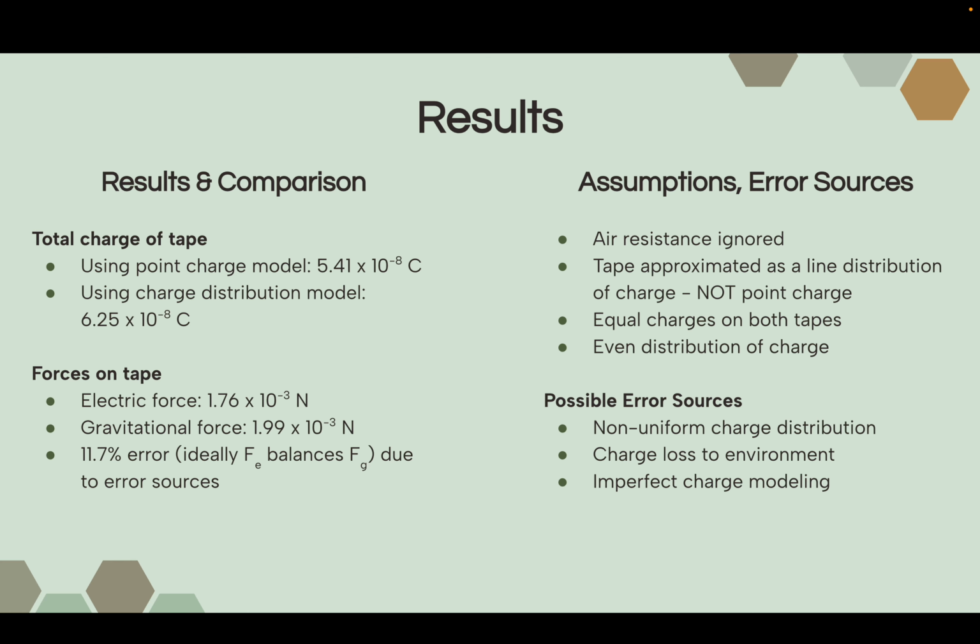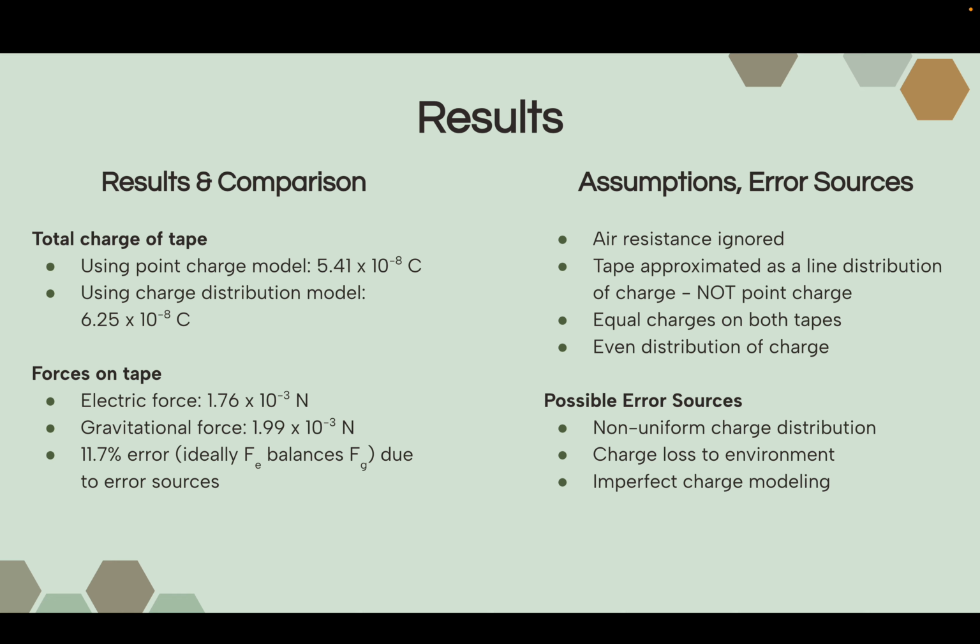So the total charge using the charge distribution model was 6.25 times 10 to the negative 8th coulombs, while our point charge model gave us 5.41 times 10 to the negative 8th coulombs. The forces on the tape, determined by the computational model, were 1.76 times 10 to the negative 3rd newtons for the electric force, and for the gravitational force, 1.99 times 10 to the negative 3rd newtons. This gave us an 11.7% error because ideally our electric force should balance the force of gravity, but this was not the case due to error sources.